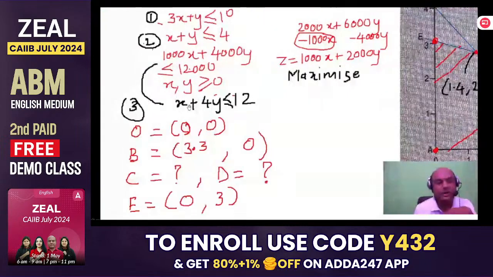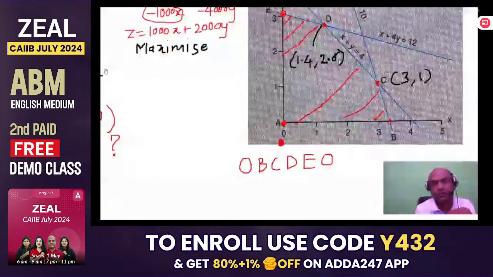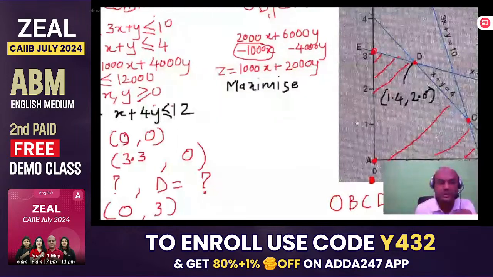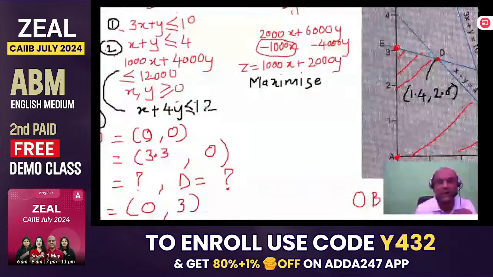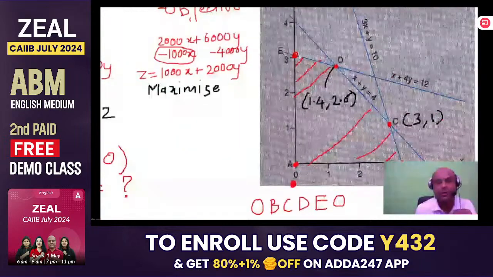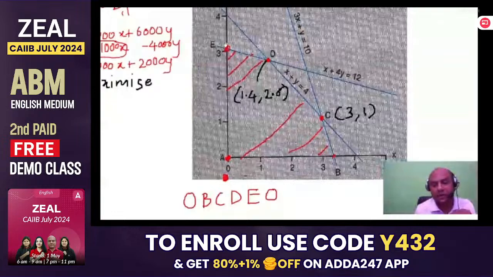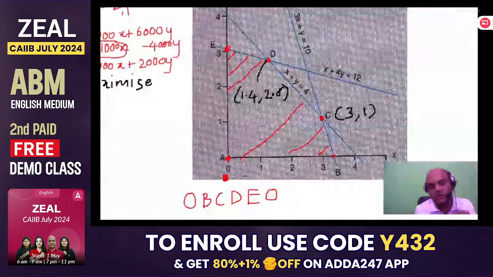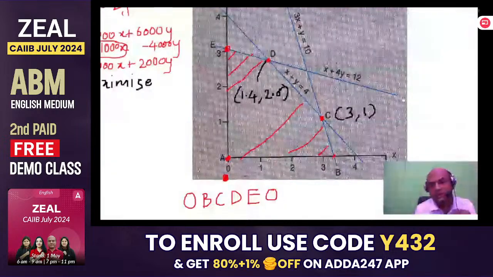Now the third line. What is that? X plus 4y less than or equal to 12. Put y equals to 0, x equals to 12. So x equals to 12 means it will go somewhere far. We don't need that point. Put x equals to 0, so you get y equals to 3. So this point is over here. You draw this line from 3 to 12. Look at this line, x plus 4y equals to 12. So from 3 to 12, this much is the line.